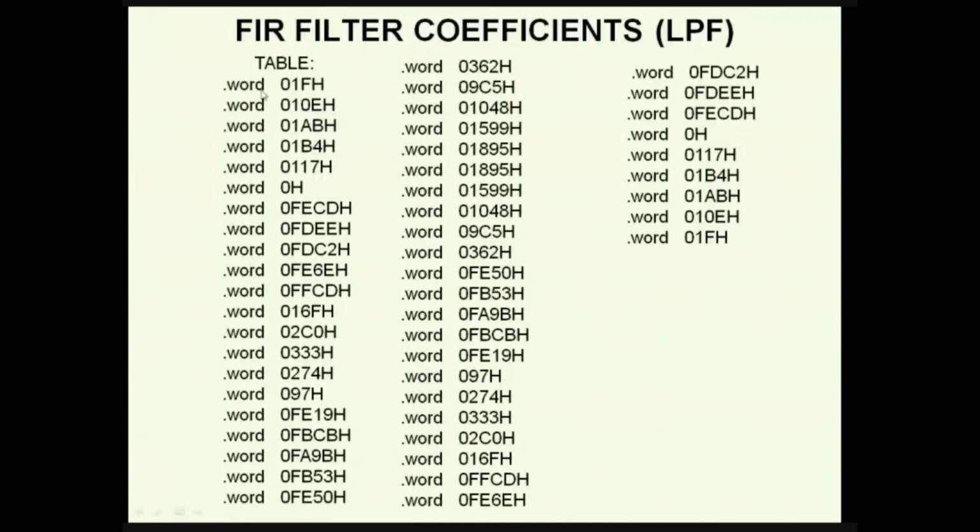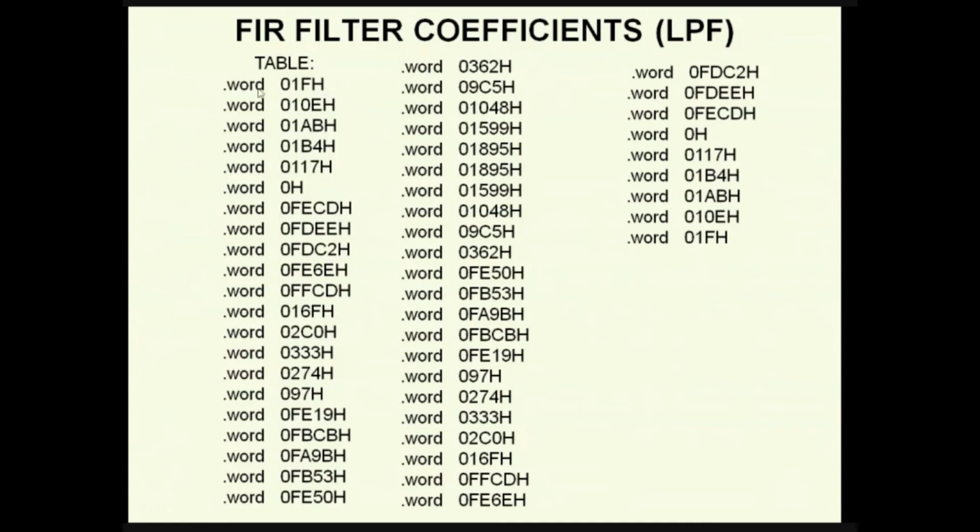Say for example, if you take the first row, it is represented as .word 01fH, where H means hexadecimal. What is the second row? .word 010eH, which is hexadecimal. Like this, there are 52 values, and as we all know, FIR filter coefficients are symmetric. Hence .word 01fH, the first value, is equal to the last value .word 01fH. The second value is the same as the one before the last, 10e. Then 1ab, here 1ab, something like this. Okay, so 01f is the Q15 representation of the h(0) value, which is very interesting.